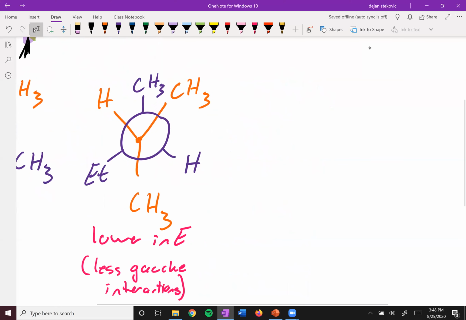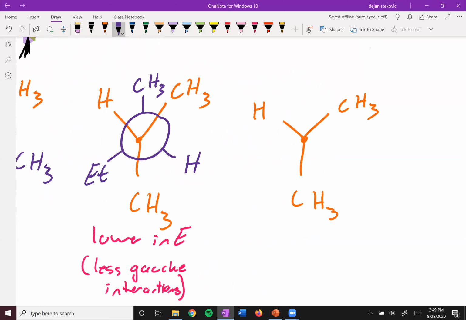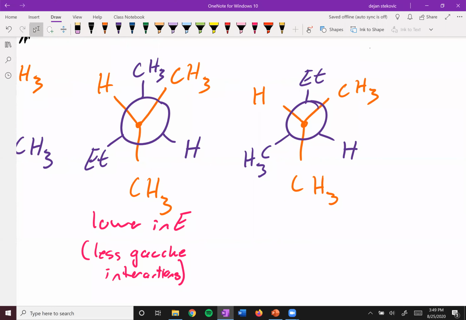So for example, maybe you're thinking that you can form this. I'll put this ethyl group over there, this methyl group over here, and then this hydrogen over here. Maybe that's about the same as the other one. You can't just arbitrarily move them around.